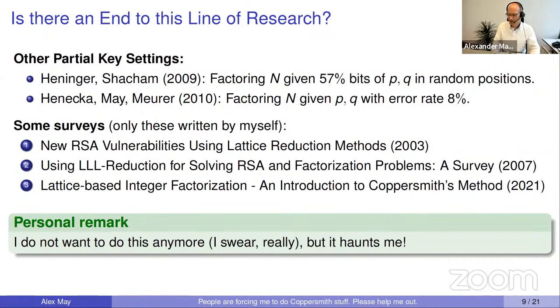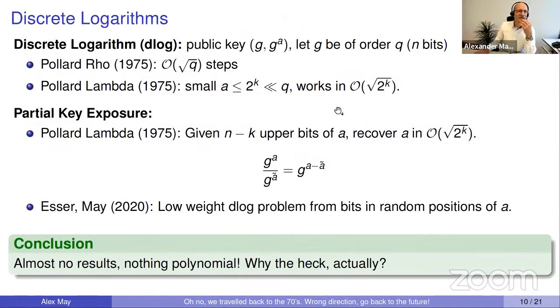So let's go maybe to the discrete log area. So if we were so successful with RSA, maybe we can do the same in discrete logs. And the answer that I give on this slide and the next slide is kind of frustrating, right? So in the discrete log setting, all this stuff doesn't work. So let's start here. In discrete log, you get a discrete log instance and a public key, let's say from ElGamal, it's g and g to the a, and let g be of order q. So let's say it has n bits.